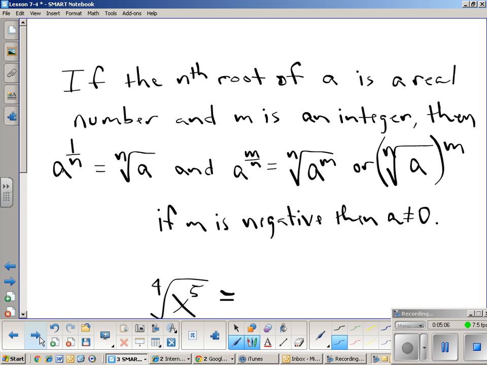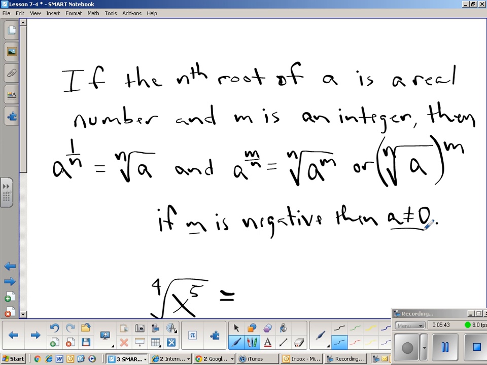Our rule that we're using here says if the nth root of a is a real number and m is an integer, then a to the 1 over n is equal to the nth root of a, and a to the m over n is equal to the nth root of a to the m, or you could write it as nth root of a all raised to the m power. And here's the key we have to remember. If m is negative, then a cannot equal 0.